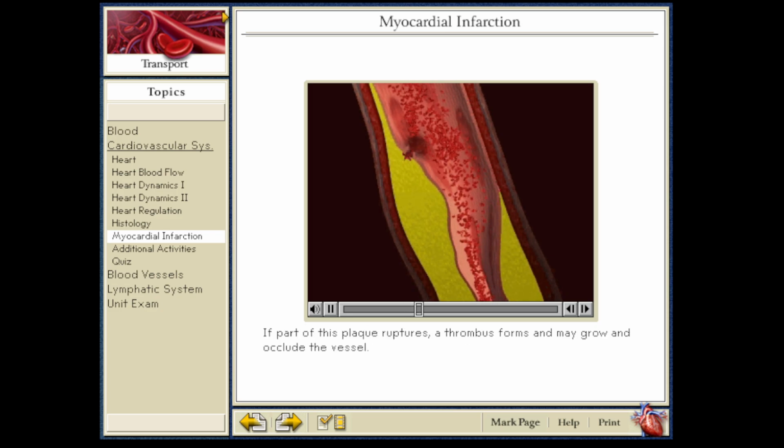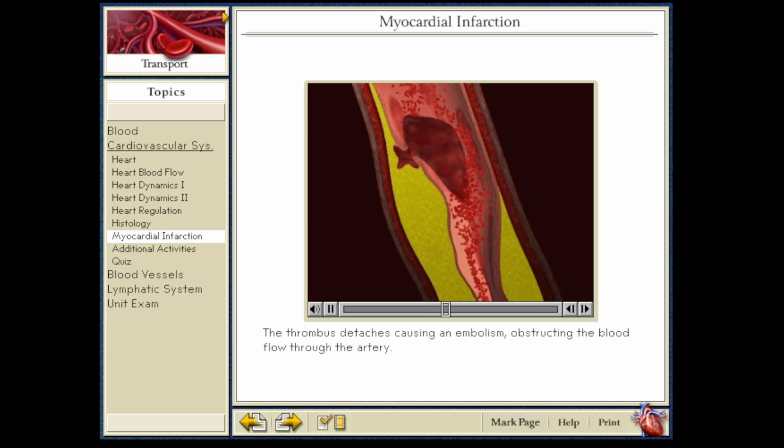If part of this plaque ruptures, a thrombus forms and may grow and occlude the vessel. The thrombus detaches, causing an embolism, obstructing the blood flow through the artery.